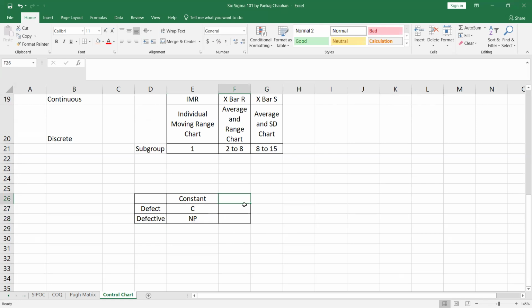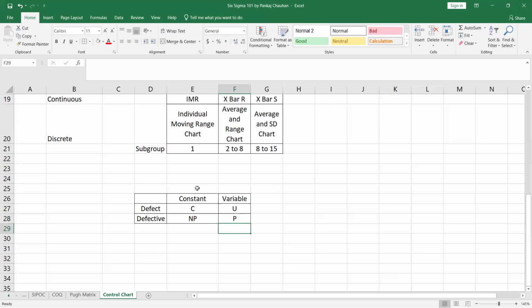If you are looking for the proportion defect, proportion we calculate only when the sample size is variable. Variable means we always calculate proportion; constant means we always calculate count. So if the sample size is variable and you are looking for the defect proportion, we use the U chart. And if the sample size is variable and you are looking for the defective proportion, then we use the P chart.